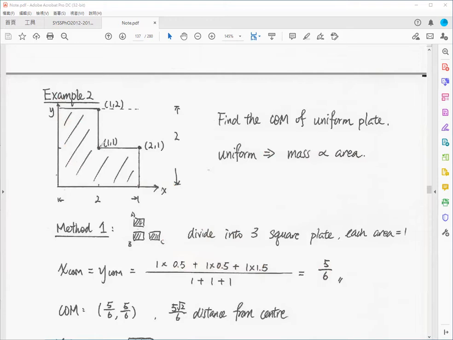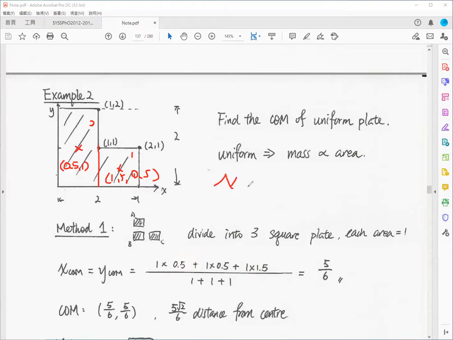Now you may also consider the L shape to be like this one, a rectangle with a square. The masses have the ratio 2 to 1. So you consider the mass of the rectangle to be 2 and the mass of the square to be 1. This is the center of the rectangle, this is the center of the square. So the centers will have the coordinates 0.5, 1, and 1.5, 0.5.